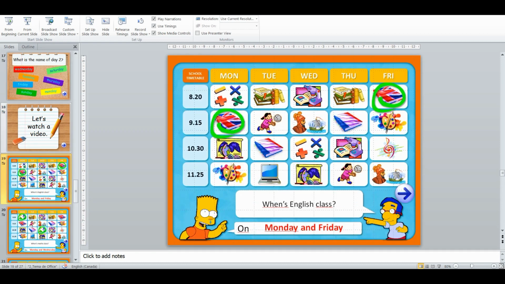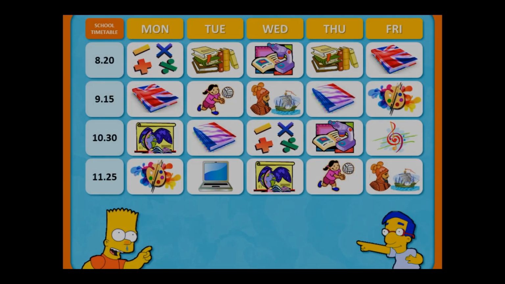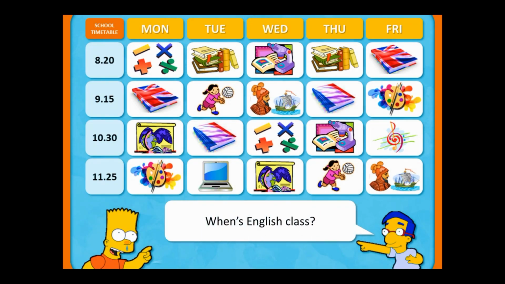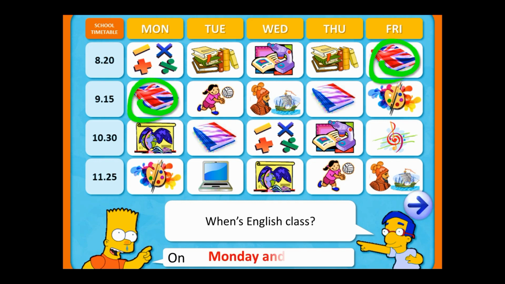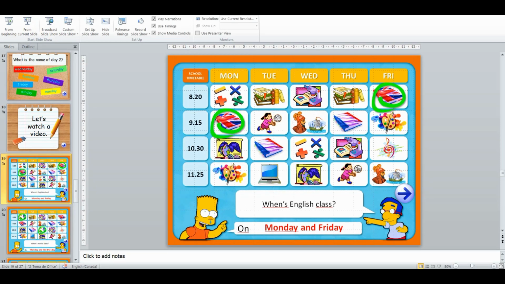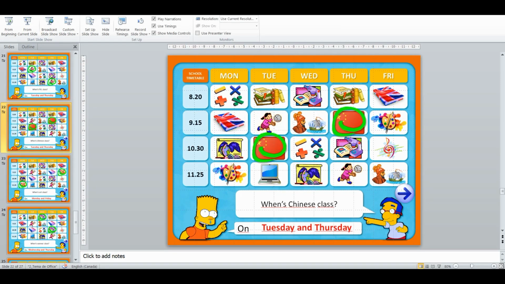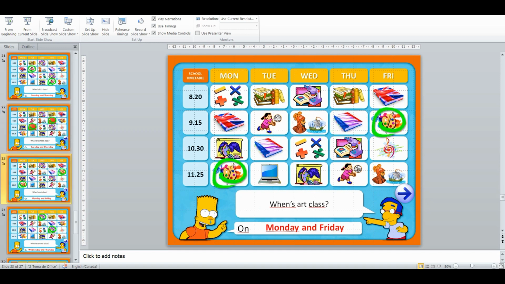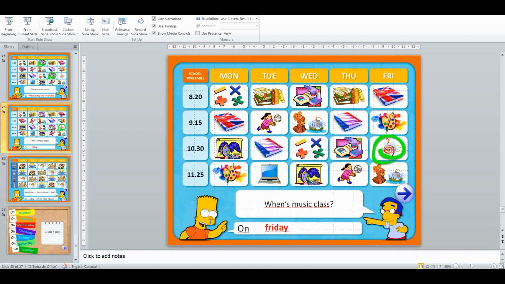And then we go back to this particular lesson game where, when's the English class? So the English class, you have to look, when is it? Monday, Tuesday, Wednesday, Thursday, Friday. It's on Monday and Friday. So this one, they have to do a little bit of searching to find the days, and also they're having to use 'and' to connect the 2 days.